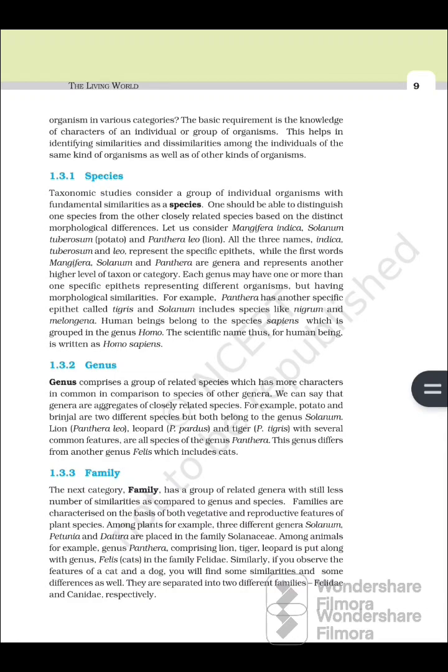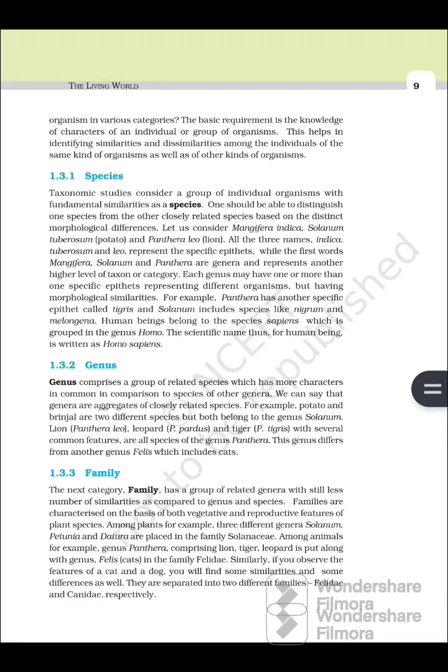Topic 1.2.1. Species. Taxonomic studies consider a group of individual organisms with fundamental similarities as a species. One should be able to distinguish one species from the other closely related species based on the distinct morphological differences. Let us consider Mangifera indica, Solanum tuberosum (potato), and Panthera leo (lion). All the three names, indica, tuberosum, and leo, represent the specific epithets, while the first words Mangifera, Solanum, and Panthera are genera and represent another higher level of taxon or category.